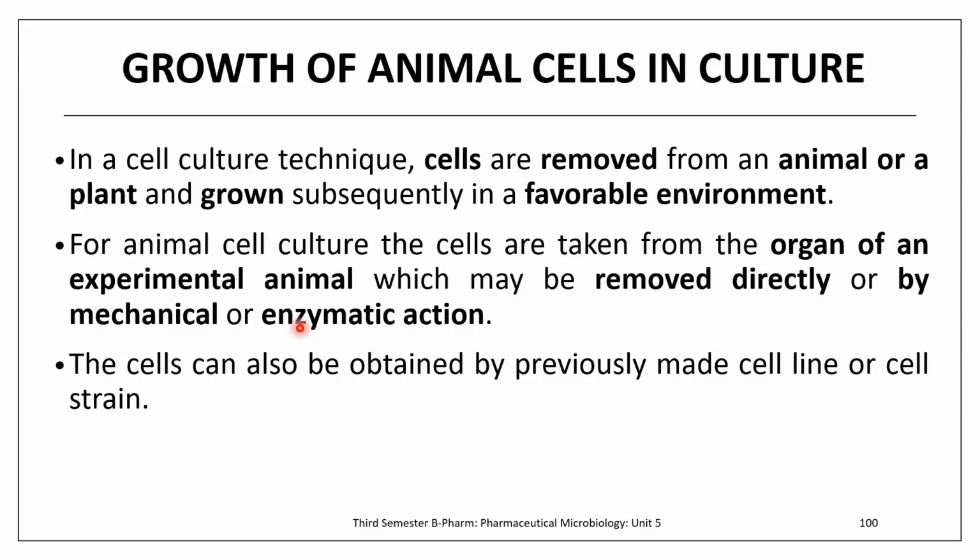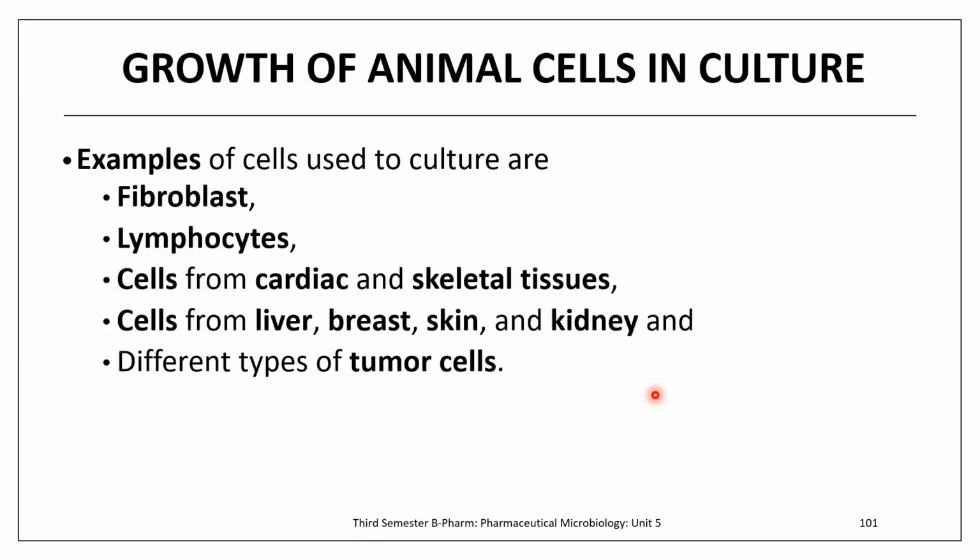We cannot take cells from all animals. We have to take these cells from specific experimental animals. They can also be obtained from previously made cell lines or cell strains. There are procedures to preserve these already obtained cell lines. We can preserve them by the cryopreservation method. Now these are some examples of cells which can be used for animal cell culture.